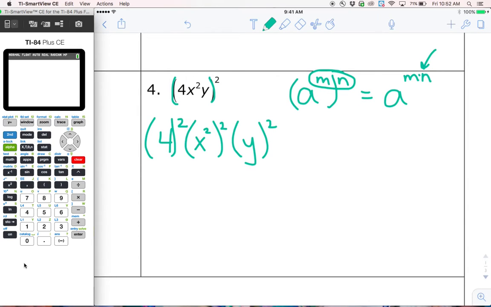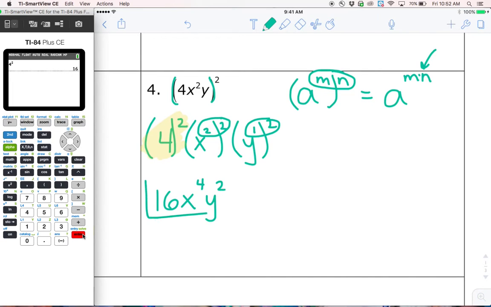Now I am going to do 4 squared. We know that 4 squared, right? If you need to, you can do it in your calculator, but you should hopefully know that that is 16, right? So we're going to get 16. And then we have x, and our new exponent, we multiply 2 times 2 and get 4. Here there's an exponent of 1 on the y already. So I multiply the 1 and the 2, and I get y to the power of 2. So my final answer here is 16x to the 4th y squared.